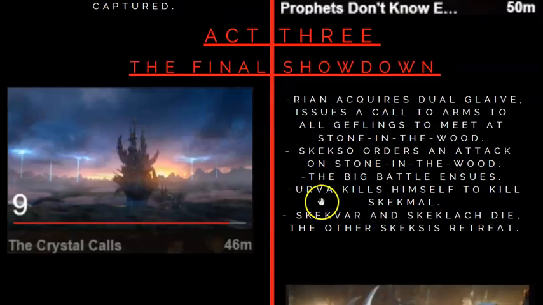So Ergh, the nice Skeksis mystic that's on the Circle of the Suns, basically throws himself off the cliff and dies to kill Skekmal the Hunter, because he's like the most badass of all the Skeksis. Some of the Skeksis are just straight up wimps, and then some of them are Skekmal, who's a badass.